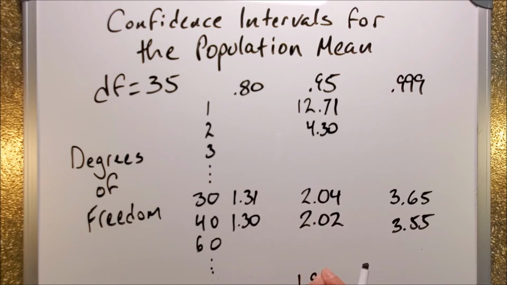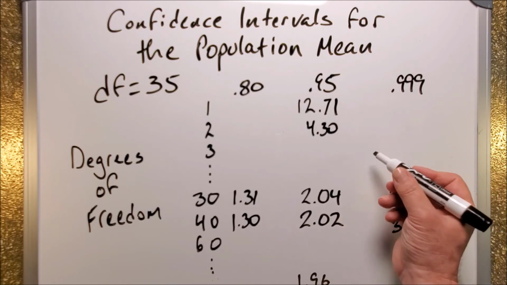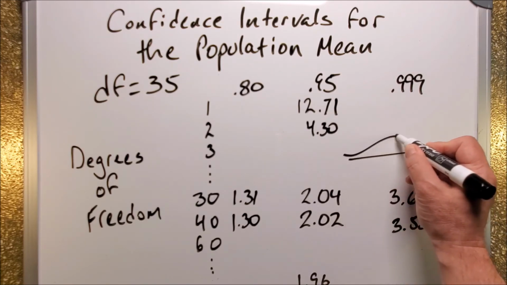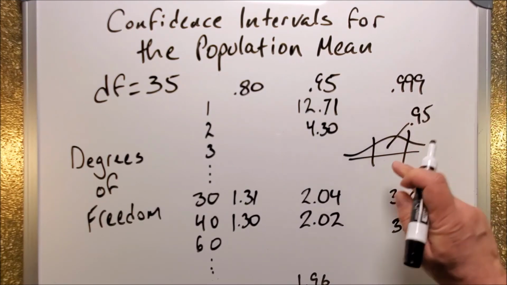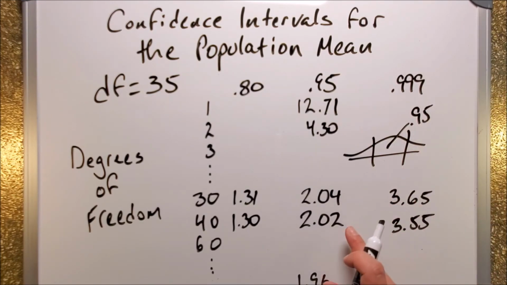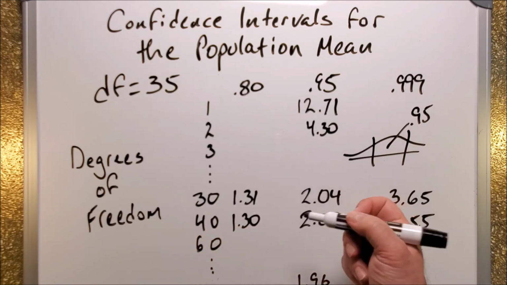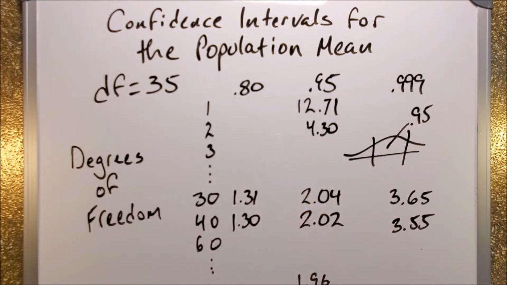Go ahead and take a look at your table and make sure that you see the same thing. That's the t-critical value that would be required for us to get 95% in the middle of a t-curve when we have between 30 and 40 degrees of freedom. Sample sizes of between 31 and 41, in other words.